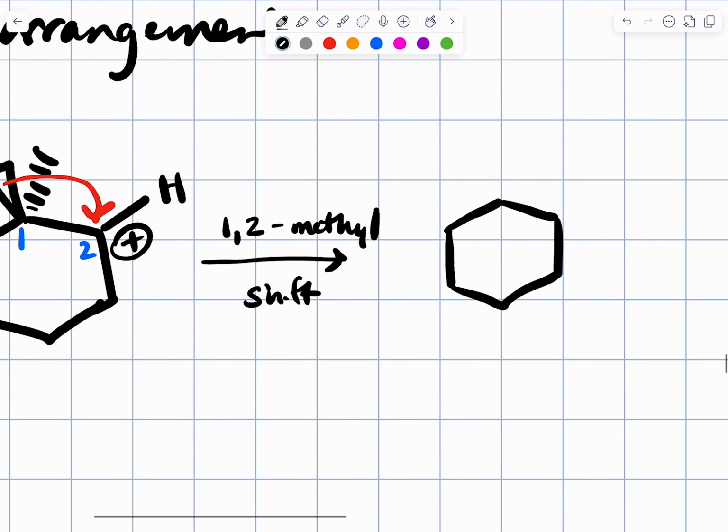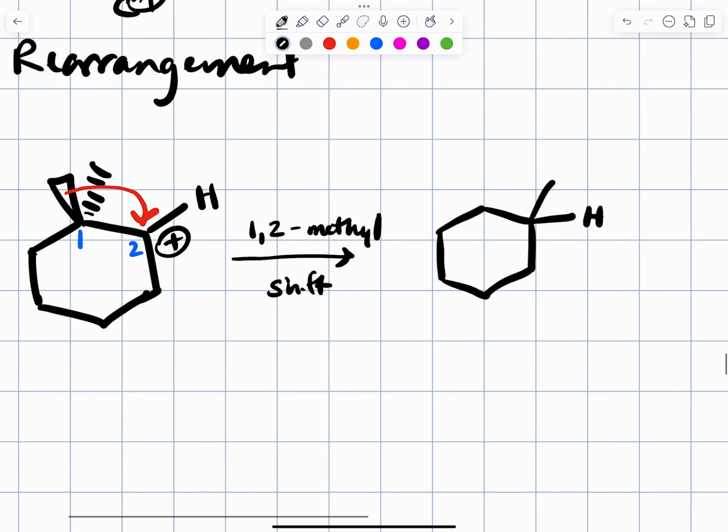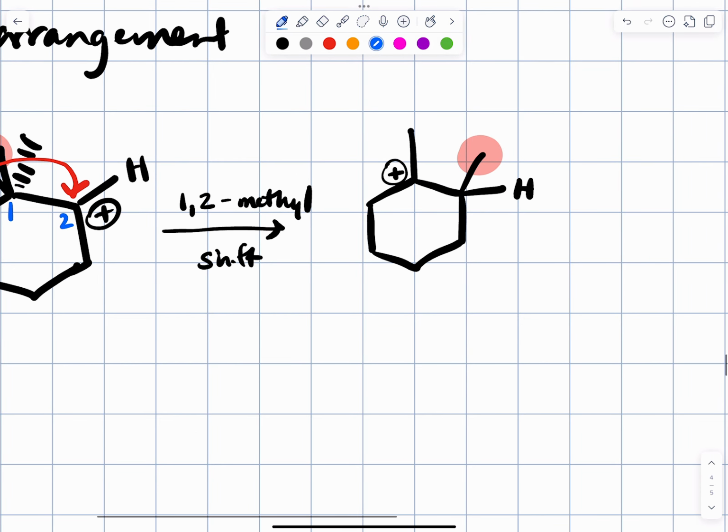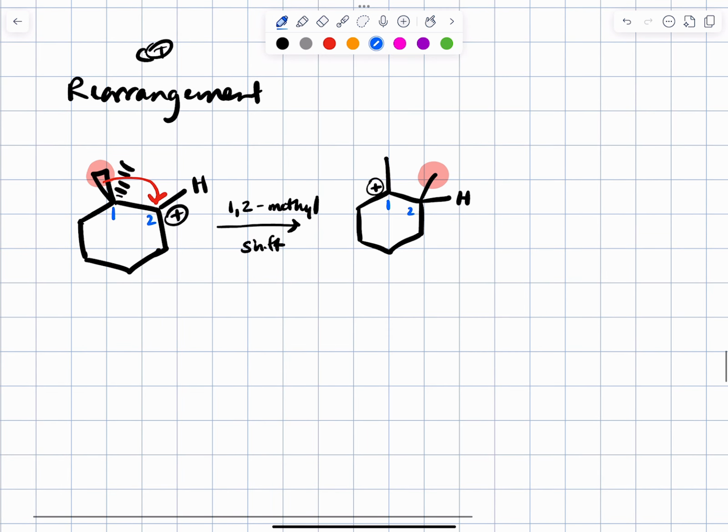Notice how that, and I'm going to stop using dashes or wedges at this point because you will see in the final product what we've got are not stereocenters, so we don't need to worry about the stereochemical configuration of the intermediates. Notice that when that methyl group hops over, it moves the positive charge over to carbon 1, where it is more stable on a tertiary carbon. So this is a more stable tertiary carbocation.